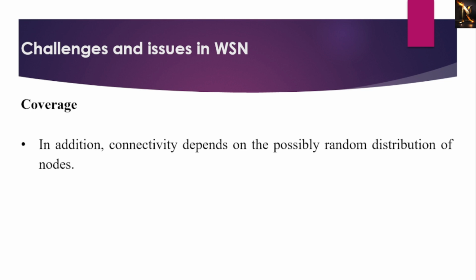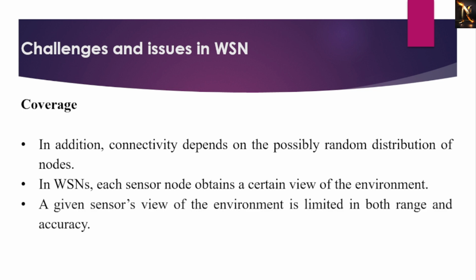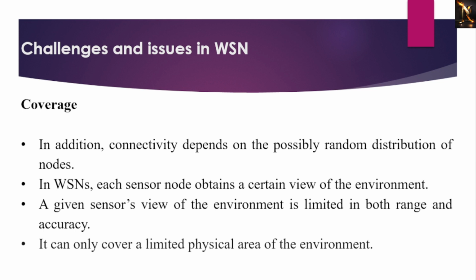Connectivity is contingent on the potentially random distribution of nodes within the wireless sensor network, WSN. In these networks, each sensor node perceives a specific view of the environment. The view of the environment for a particular sensor is constrained both in terms of range and accuracy, allowing it to cover only a limited physical area.